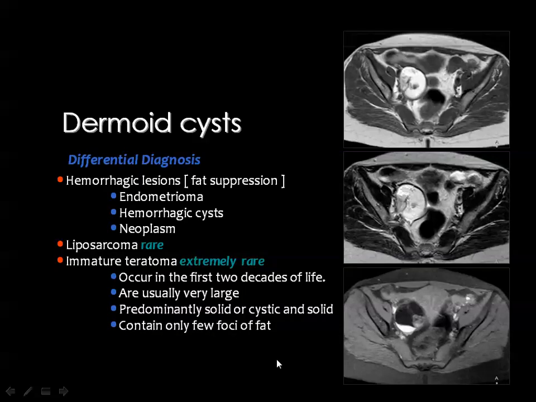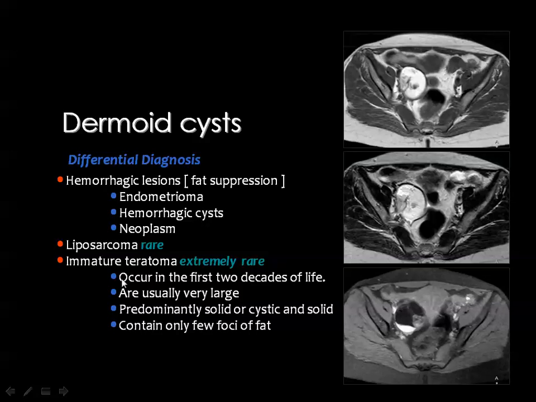And the differential diagnosis of a dermoid cyst in the ovary, this is T1, this is T2, and this is T1 fat suppression, includes the hemorrhage. And hemorrhage may occur in the hemorrhagic ovarian cyst or ovarian endometrioma, and both contain high signal in T1, but they will show different appearance in the T2 and in the fat suppressed images.